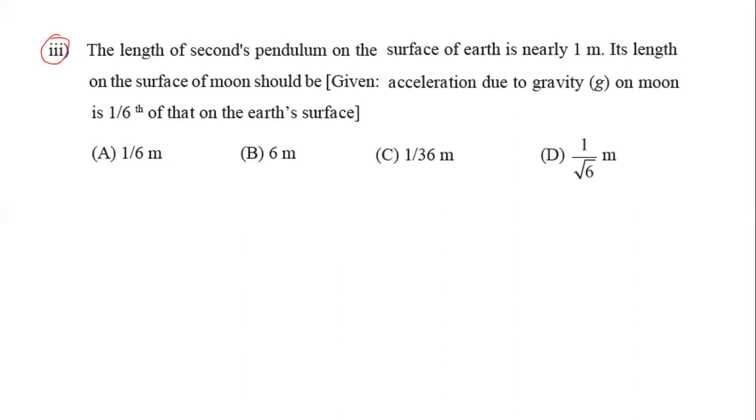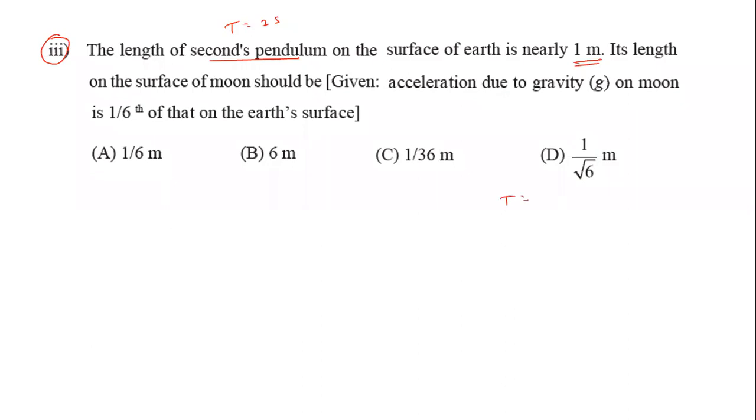MCQ number 3. Length of seconds pendulum. Seconds pendulum means pendulum with period 2 seconds. The length of a seconds pendulum on the surface of earth is 1 meter. Its length on the surface of moon should be? Acceleration due to gravity on moon is 1/6 of that on earth's surface.